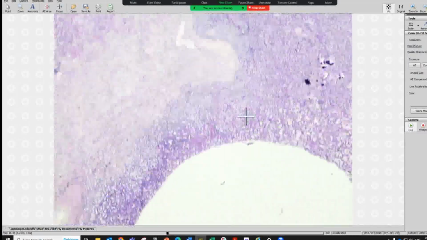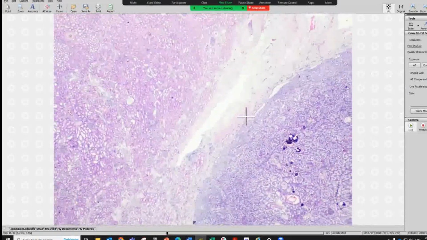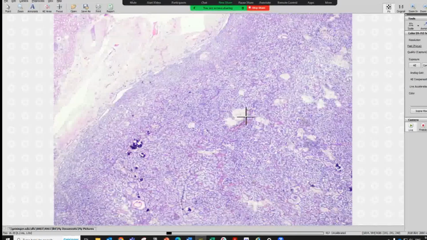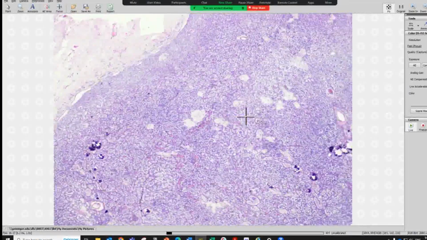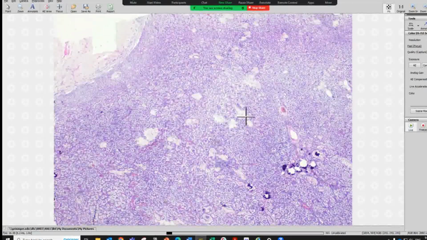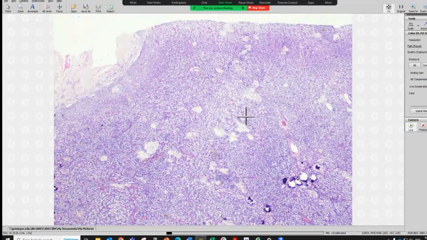Let's move around. I think some senior residents already noticed what's going on with this tumor. Anyone want to say something? Anything catch your eye, even from this power?